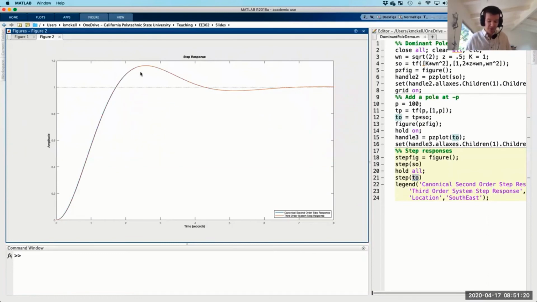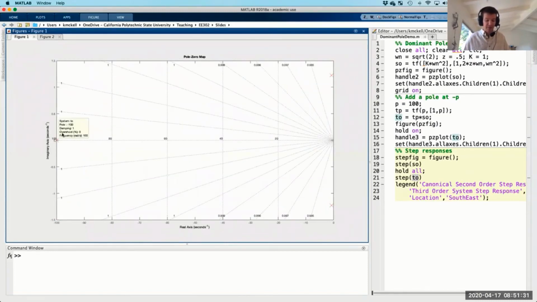These curves are almost indistinguishable. There is a blue curve and an orange curve here, but they are right on top of each other, so you can't really tell. This is the idea, if I go back to the pole zero diagram, that the further away this third pole is, the faster it decays, and the less effect it has on the output. If you can follow that sentence, then you're good to go on what I'm going to call the dominant pole approximation.